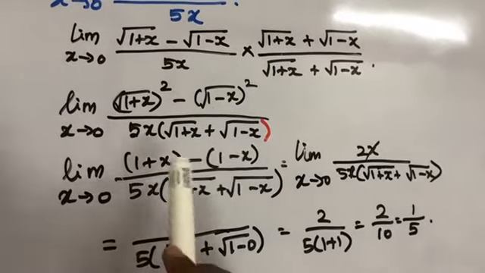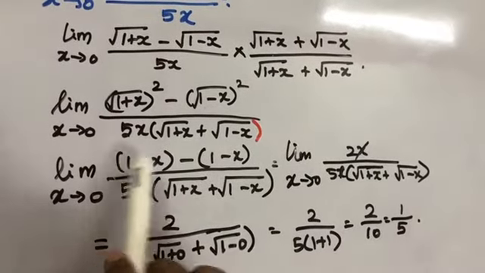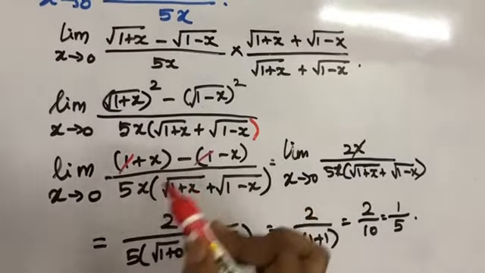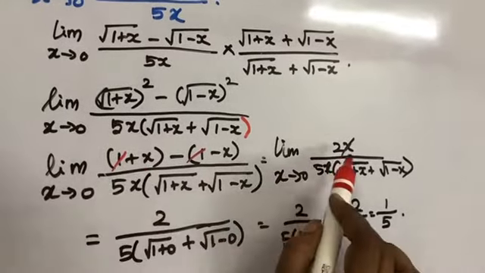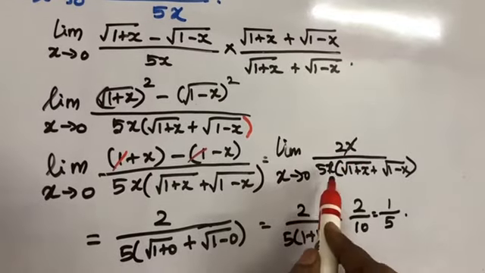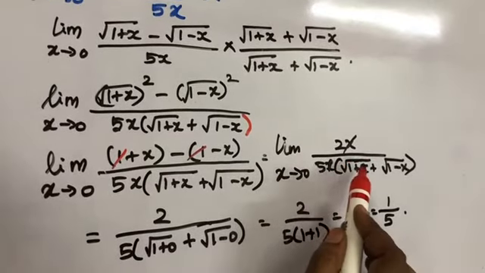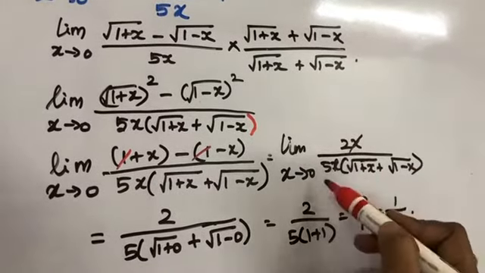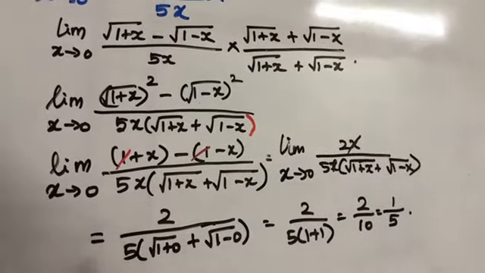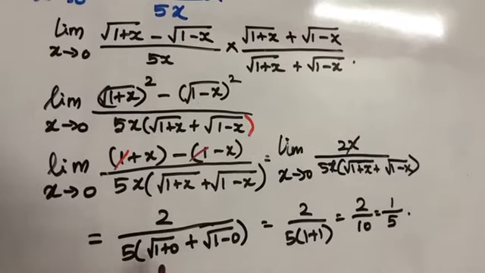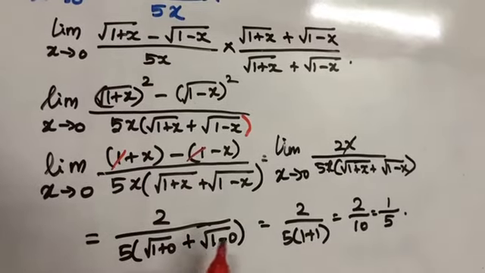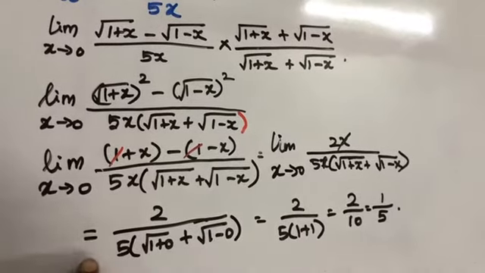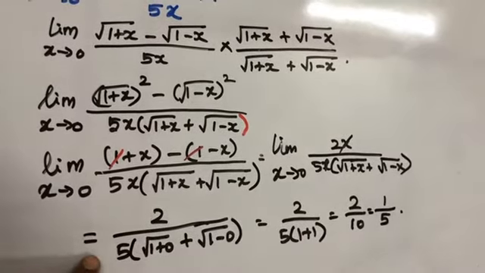So here in the numerator, 1 minus 1 will get cancelled. 1 and minus 1 will get cancelled. x plus x will become 2x. 2x divided by 5x into square root of 1 plus x plus square root of 1 minus x. Now x and x will get cancelled. So it will become 2 divided by 5 square root of 1 plus 0 plus square root of 1 minus 0. Why 0 is coming here? Here we are applying the limit, so I didn't write it here. Limit x tends to 0.